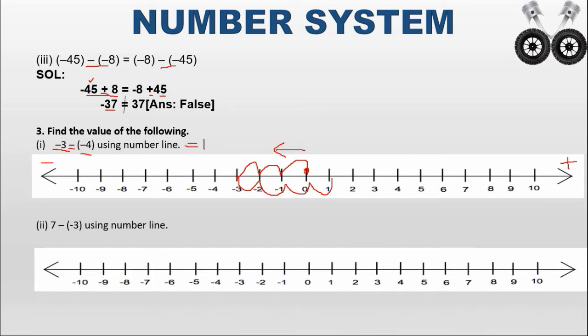And then the second problem, 7 minus of minus 3 using number line. So where do we have to start? We have to start at 0. So what is the first integer? It is 7. So we have to move towards the positive direction. How many steps do we have to move? We have to move 7 steps. So 1, 2, 3, 4, 5, 6, 7. So we reached the integer 7.